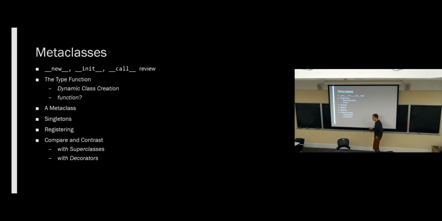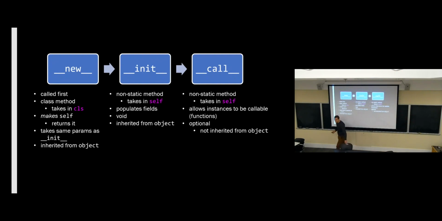But to get to the mind blowing part, I want to review new, init, and call. These were three dunder methods that we've been implementing throughout the class so far. Init is the constructor, basically, and it takes in the instance self, and then you populate self with a bunch of fields.